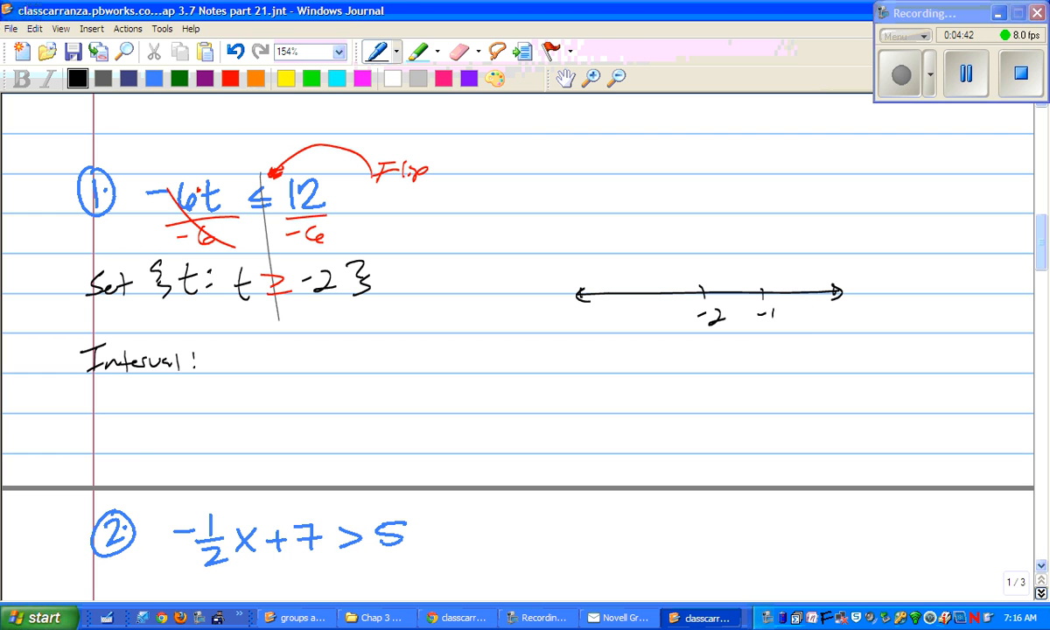We've got negative 2, negative 1, 0, negative 3, negative 4. And it's greater than or equal to, so that means we're going to close it up and we're going to shade to the right. So my interval notation means we're going to start at -2, so that's a closed bracket, and our answer goes to infinity.